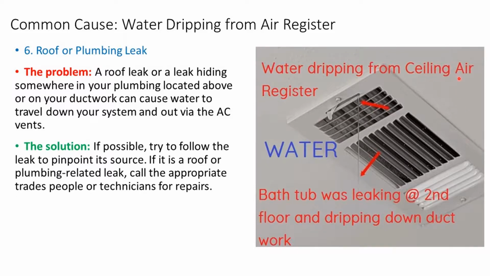And then of course we have just a roof leak or plumbing. This is water dripping from the ceiling register here. This line right here is the water pouring out. And this was on a new construction. Basically what happened, they forgot to hook up the bathtub, and it just leaked down the ductwork, down the chase, and all the way out the air register. So sometimes it's ductwork, plumbing, roof leaks, and those as well can cause dripping.